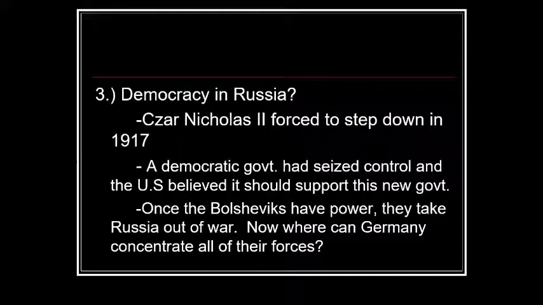And we were allies with Russia, and that's just going to create a whole other set of problems. A democratic government did step in after Tsar Nicholas II stepped down in Russia, but that didn't last very long at all because there was a communist or Bolshevik revolution that took Russia out of the war, and now Germany could use all their forces against the allies in the West, meaning France and Great Britain and now the US.